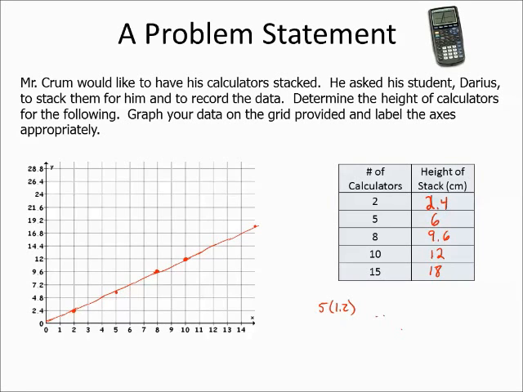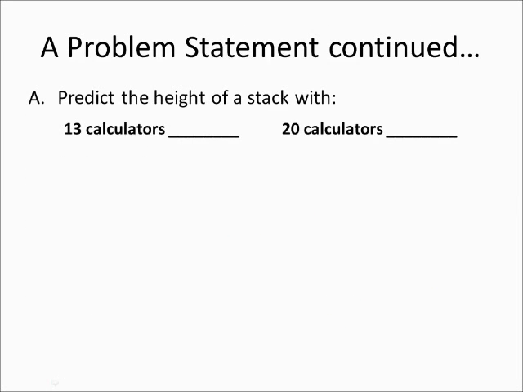Okay, yes, it's fine. So then we look at 13 calculators, which looks like it's right here, which is right between 14.4 and 16.8. So about 15.6 centimeters. You could also take 13 and multiply it by 1.2, which would also give you approximately the same thing. 13 times 1.2 is 15.6. Okay, and you can do the same thing for 20 calculators, right? And hopefully you would get 24 centimeters.